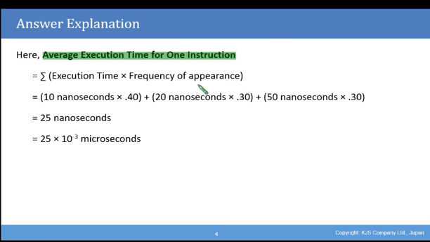of the possible instructions. So first of all, we have the 10 nanosecond occurrence of A, which is occurring 40% of the time. Secondly, we have the 20 nanoseconds instruction B, which is occurring 30% of the time, hence timesing it by 0.3. Finally, we have the 50 nanosecond C instruction, which occurs 30% of the time. This is equal to 25 nanoseconds, and this is how long it would take, on average, to run 1 instruction.